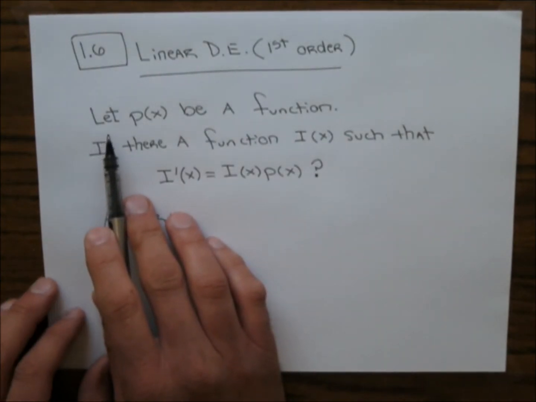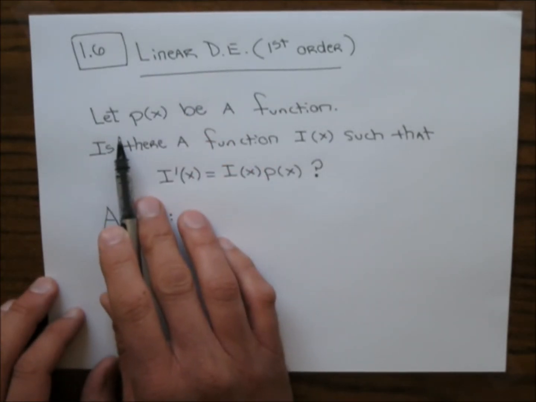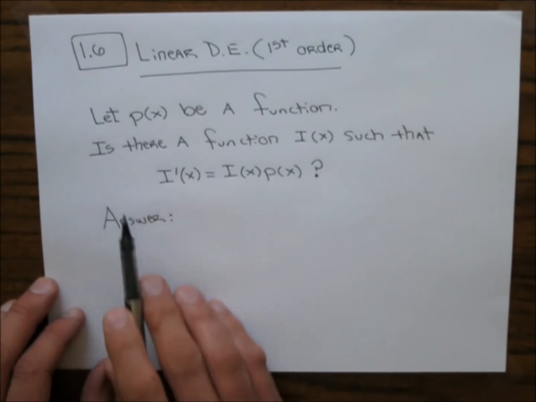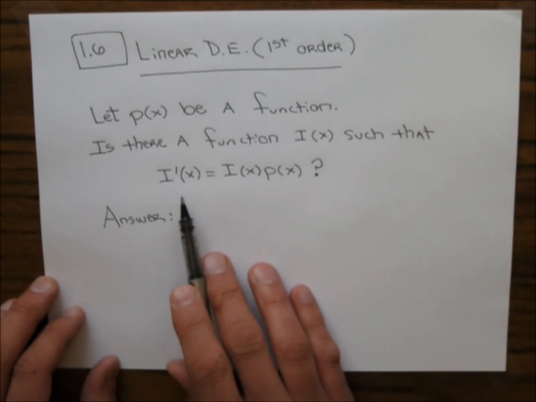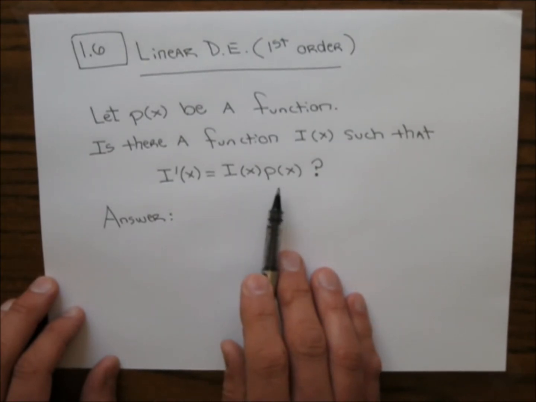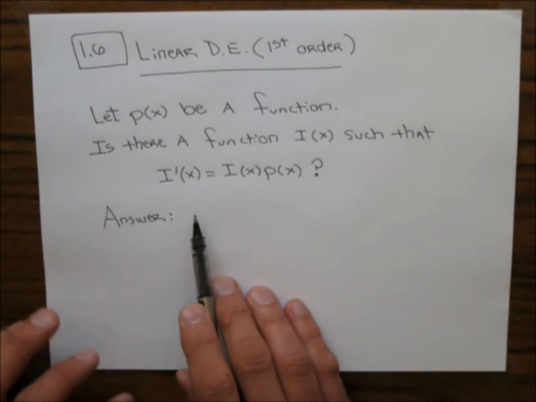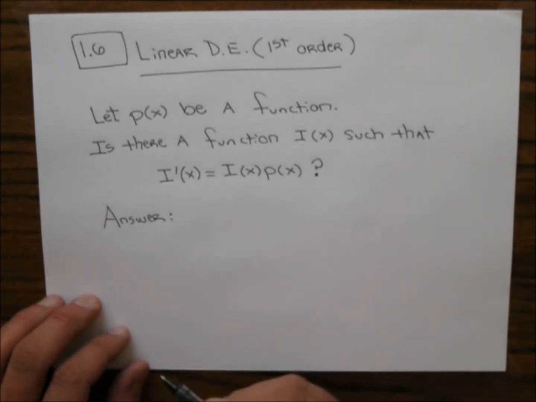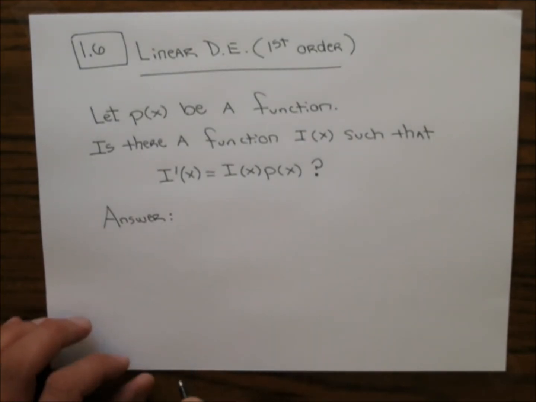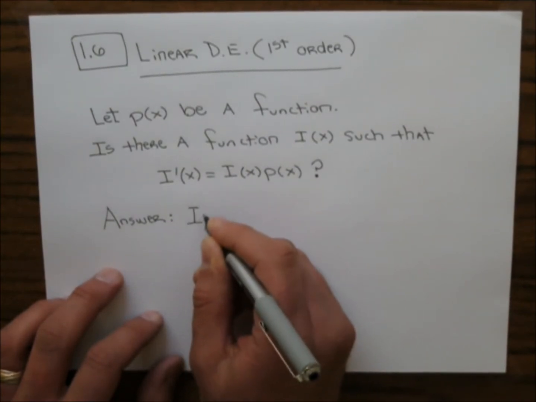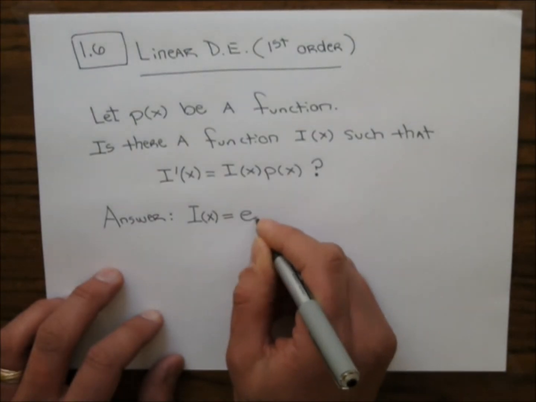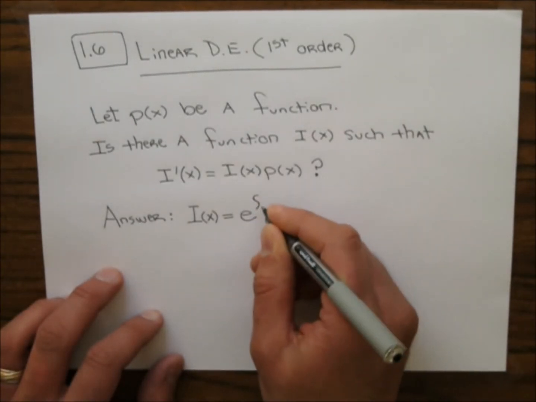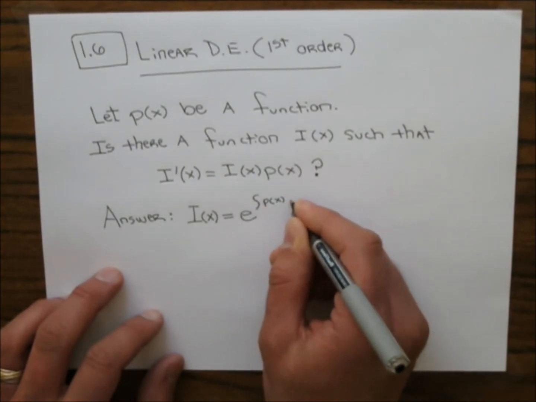So we're going to do something kind of weird before we get into this. We're going to let p of x be a function. We're going to ask the question, is there a function I of x such that I prime equals I times p? And the answer to that is yes. You can pause the video and see if you can figure it out. This is a bit theoretical. The answer, I of x equals, not really obvious, e raised to the integral p of x dx.